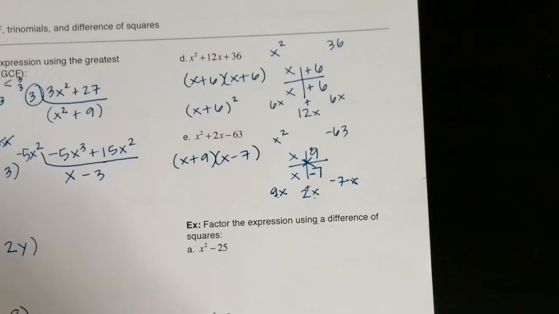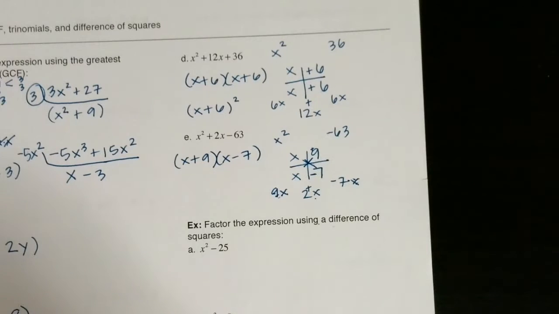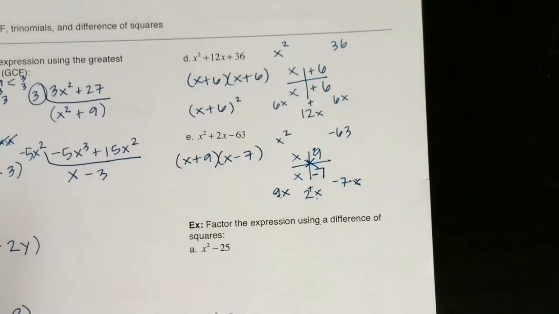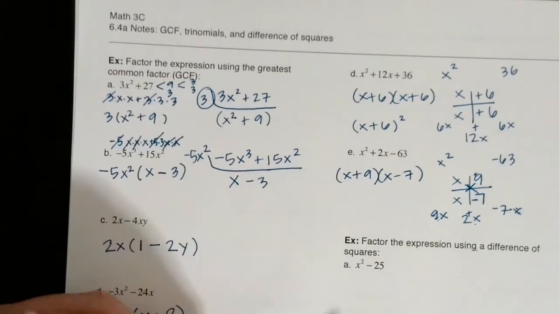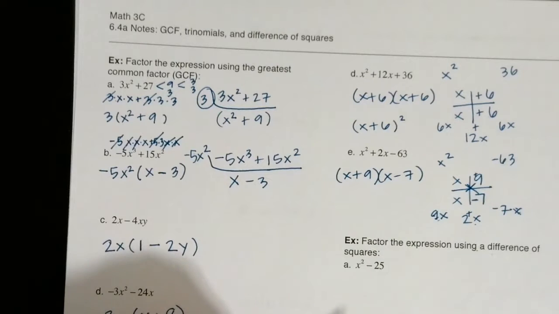Alrighty? So now we're moving on to another form of factoring. So let's just take a break for just 2 seconds and revisit what we've done. We've done GCF, which is the greatest common factor.